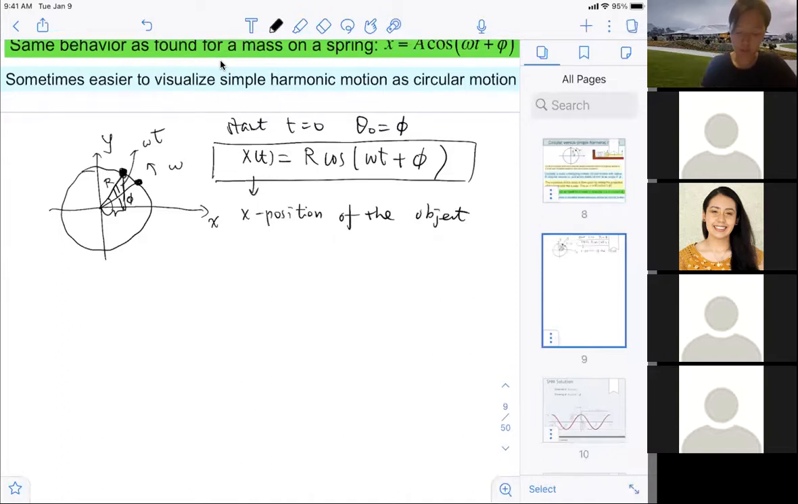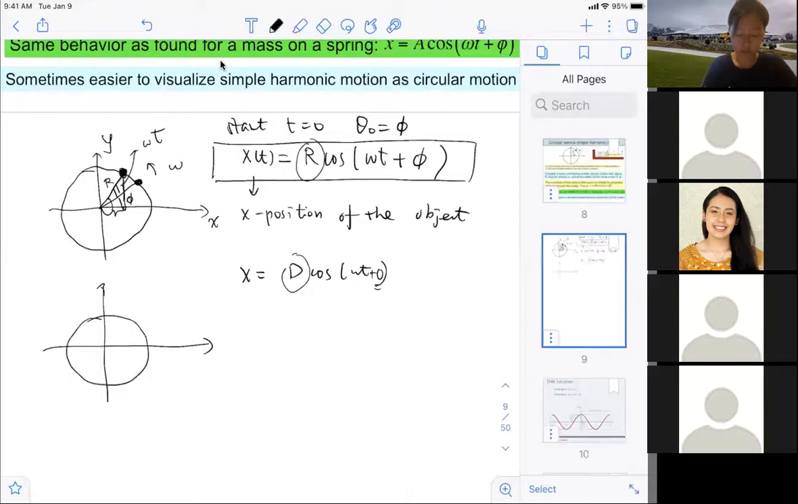Okay, so the one that we derived for the spring was x is equal to d cosine omega t. Okay, so this is the amplitude, right? In this case, it's the radius. Here we have phi is 0, because phi simply tells you where the spring is started. If we had our little object starting right here, right?